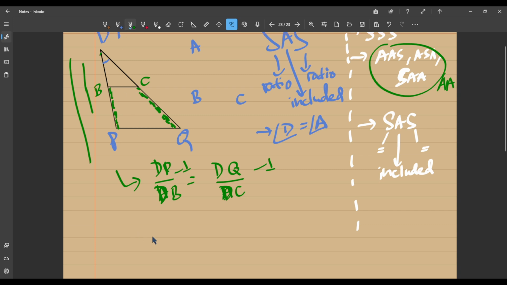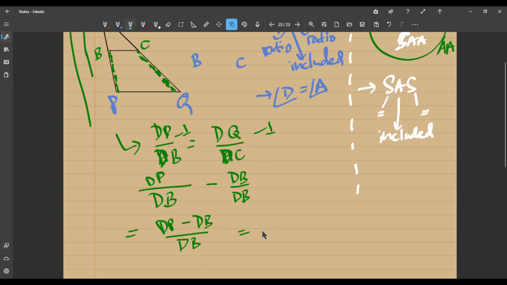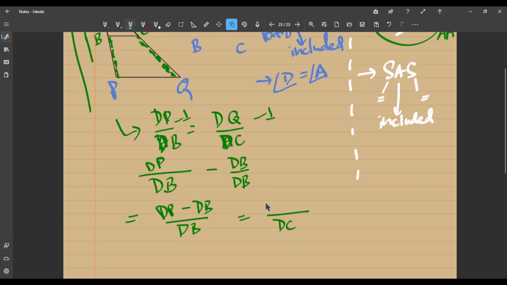So let's subtract 1. I can write 1 as DB by DB, because that's still 1, and this I'll write as DP by DB, and this would be equal to, I'm still simplifying the LHS, so DP minus DB by DB. Now we have a common denominator, so we can subtract. The RHS I am bringing down directly. You can verify, of course. I in fact encourage you to verify. So this will be DQ minus DC over DC.